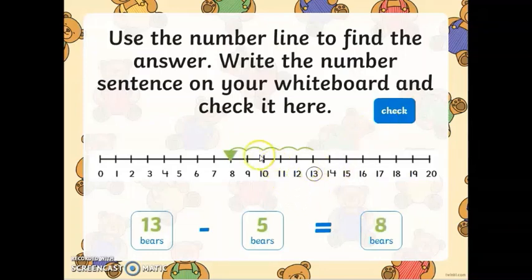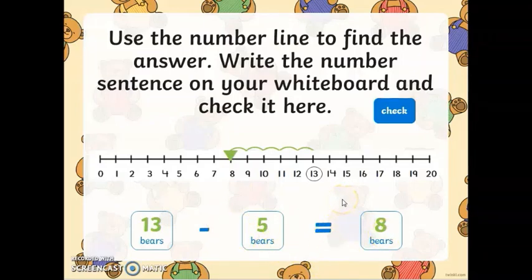There we go. 1, 2, 3, 4, 5 backward jumps. And if you look below the 5th jump, number 8 is your answer. So from 13 bears, we take away 5, and 8 is your answer.